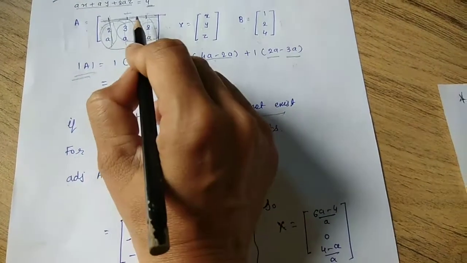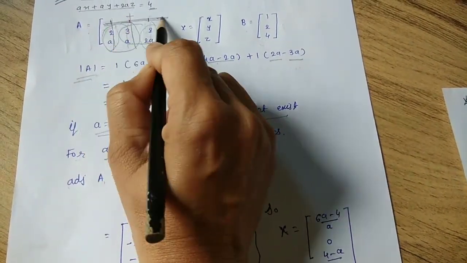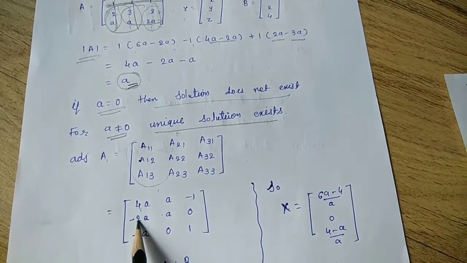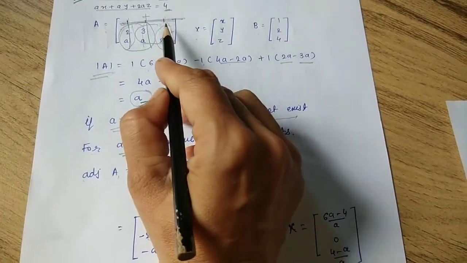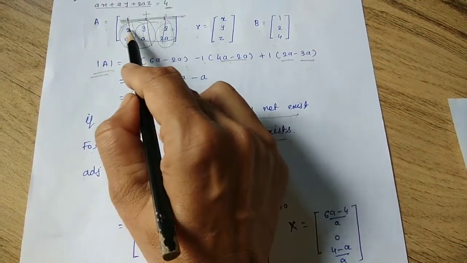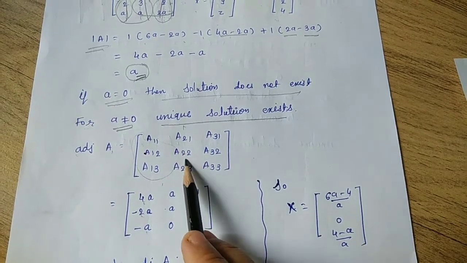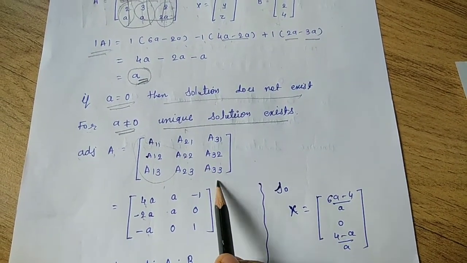Now a12, तो सेकेंड एलिमेंट यहां से फाइंड करेंगे. डिलीट दिस रो एंड कॉलम. 2 2s are 4a minus 2a. So 4a minus 2a that is 2a. थर्ड यहां से फाइंड करेंगे 2a minus 3a, so minus a. Similarly a21 a22 a23 a31 a32 and a33.